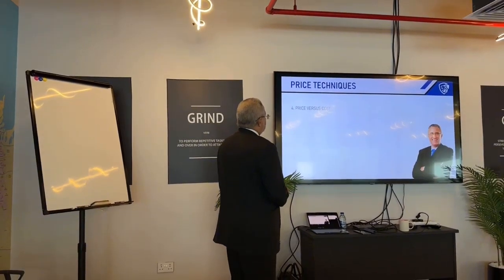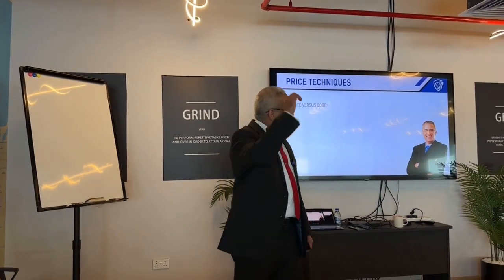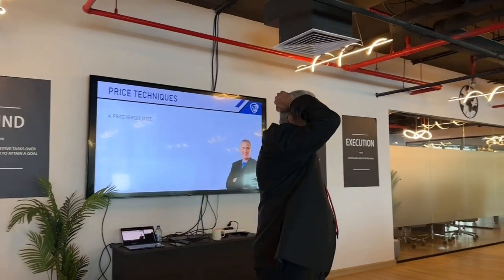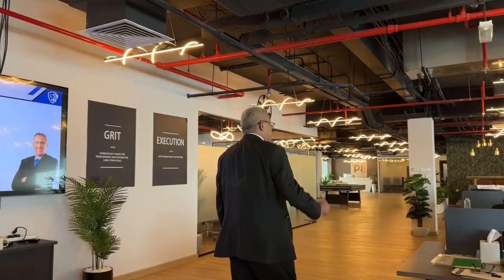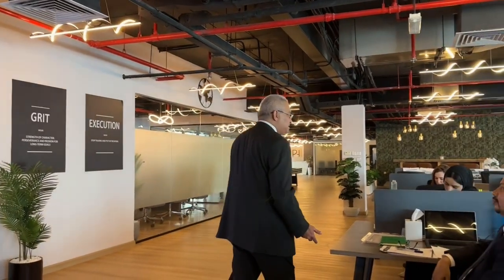What do we have next? Price versus cost. Okay, this is a nice one because it confuses people. Client is sitting in front of you and the client says, listen, I love the community, but I think these prices are really high. Oh, are you joking? That kind of price? 2.3 million. Are you crazy for this?